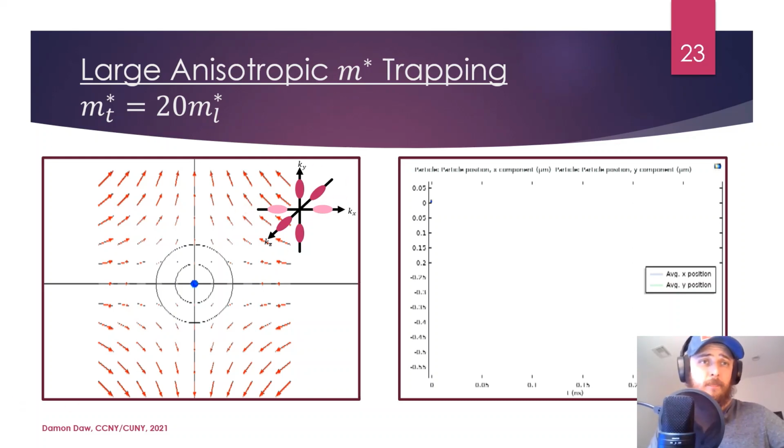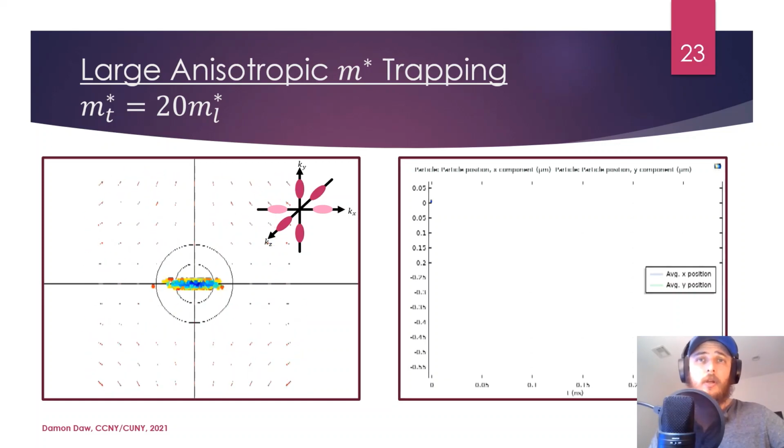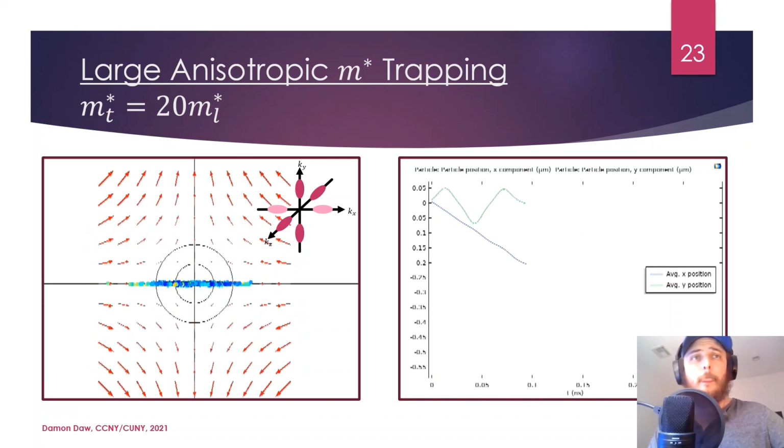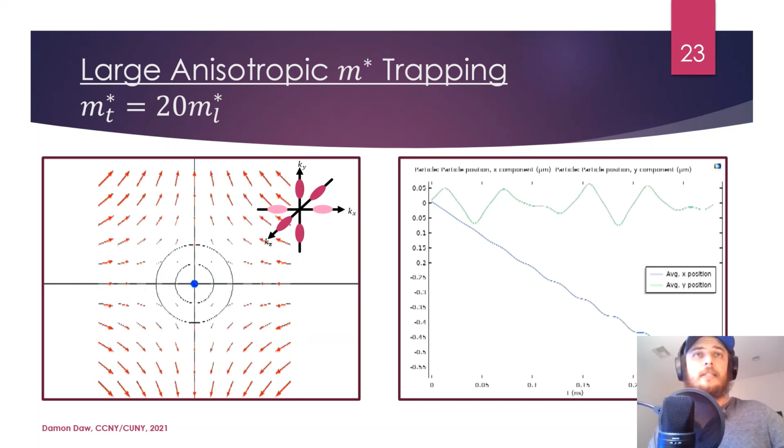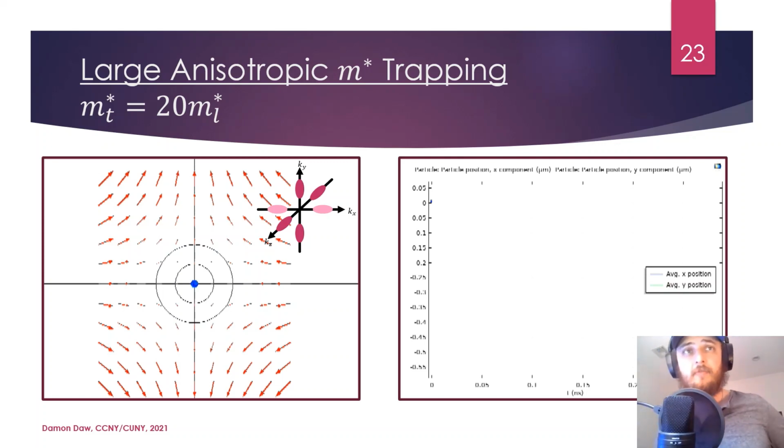Here's a simulation depicting electrons in a Paul trap, say in these horizontal valleys, with a difference in the effective masses of a factor of 20. So it's a big difference. Silicon and diamond have a factor of about 5 difference between the transverse and longitudinal effective masses.